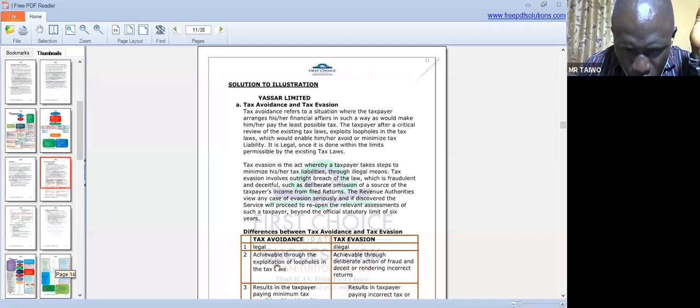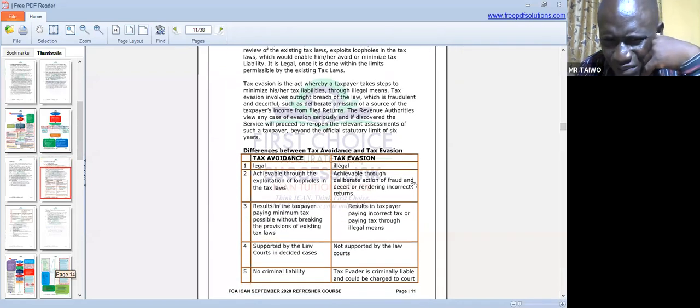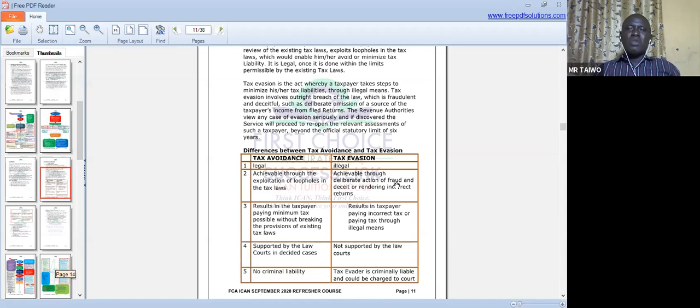The next one is achieved through the exploitation of loopholes. Tax avoidance is done through the exploitation of loopholes. Why is evasion achieved through deliberate action of fraud? When you say you are evading tax, you are fraudulent. You don't want to pay tax. You want to enjoy unscrupulous incentives. You want to reduce your income or increase your expenses unnecessarily. That's fraudulent in nature. Third, it results in the taxpayer paying minimum tax possible. That's tax avoidance.